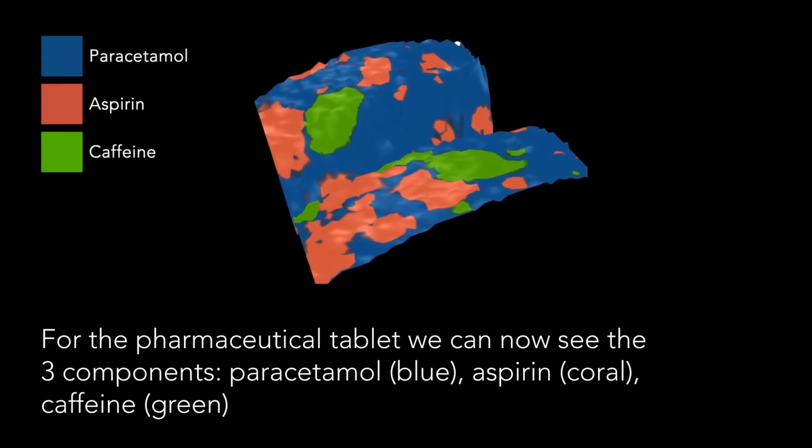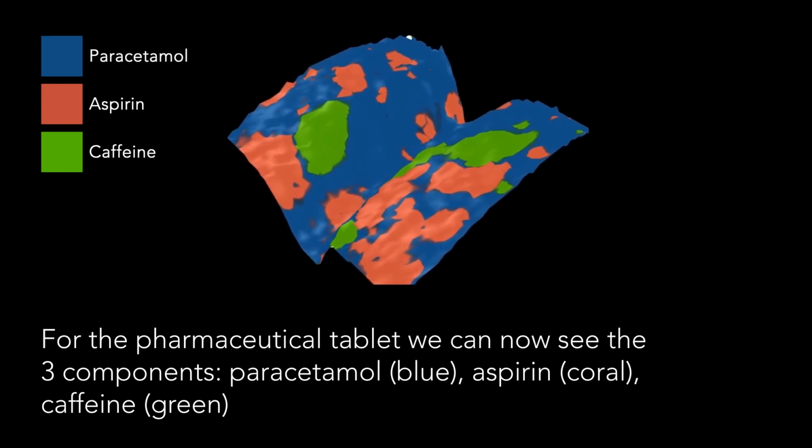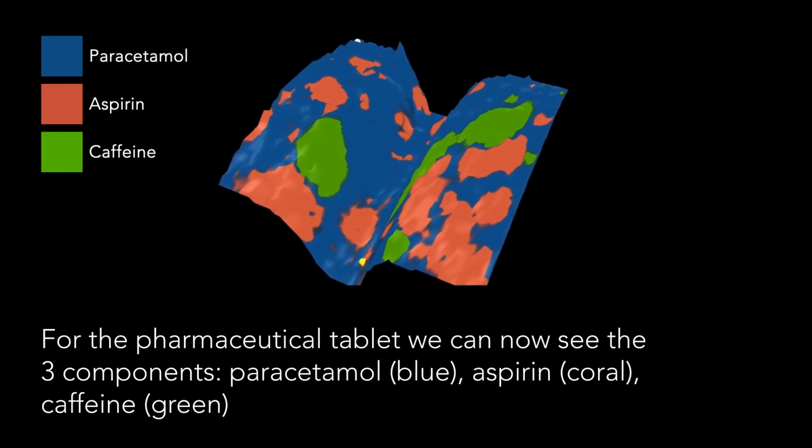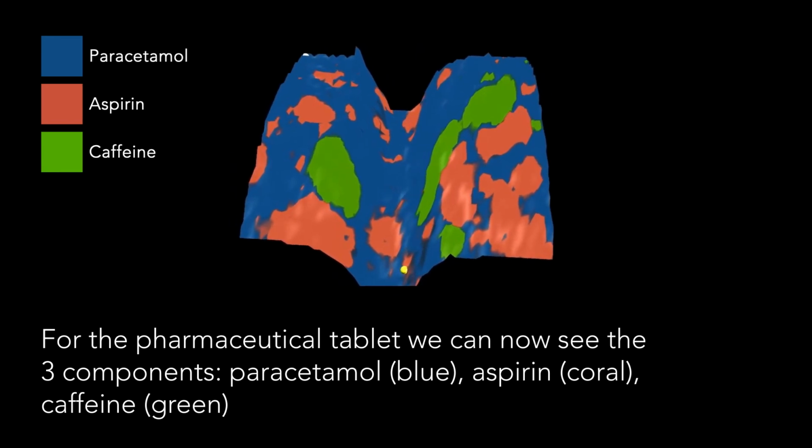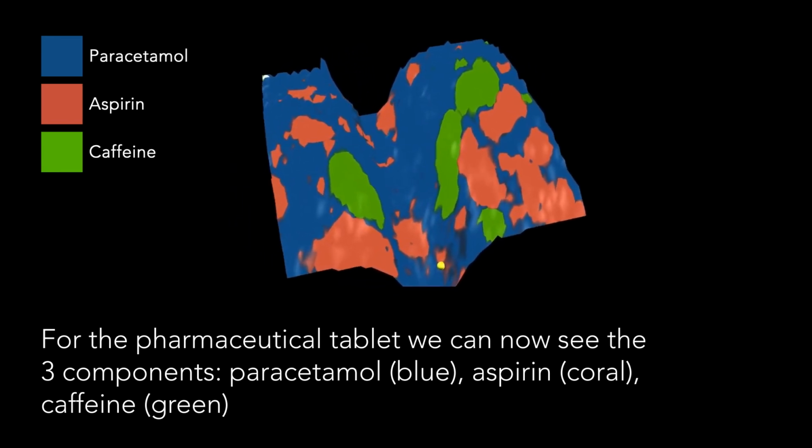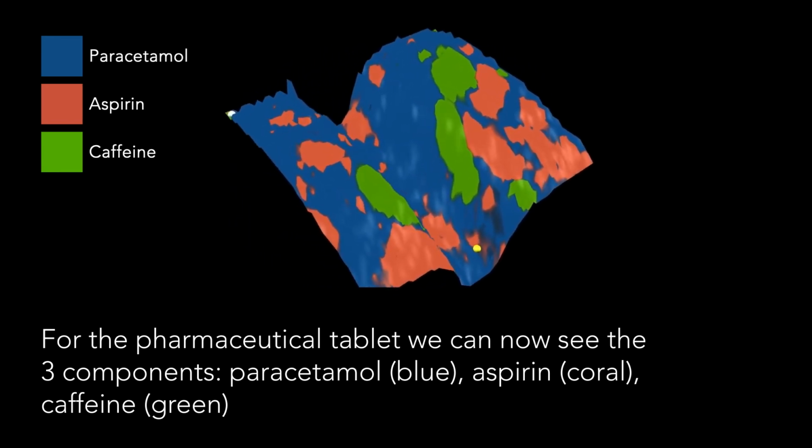For this sample, we can clearly see the shape of the surface, and the three components of the tablet are well resolved. We have paracetamol in blue, aspirin in coral, and caffeine is shown in green.